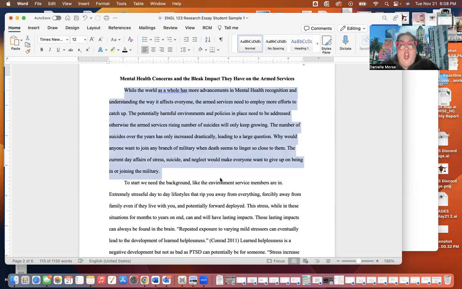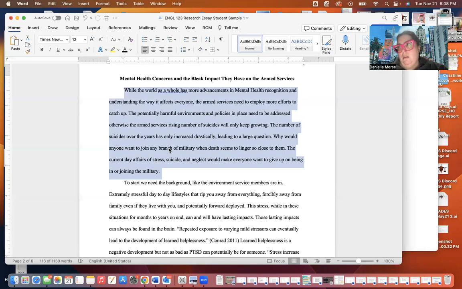I'm trying to make an argument, right? That's part of that carving out, I would say, carving a research space. I like that better. But so, potentially, even though it's an adverb, I'm not a big fan of overusing adverbs because people abuse them. But here we need it because it's hedging. The potentially harmful environments and policies in place need to be addressed. Otherwise, the armed services' rising, that needs to be a possessive, rising number of suicides will only keep growing.